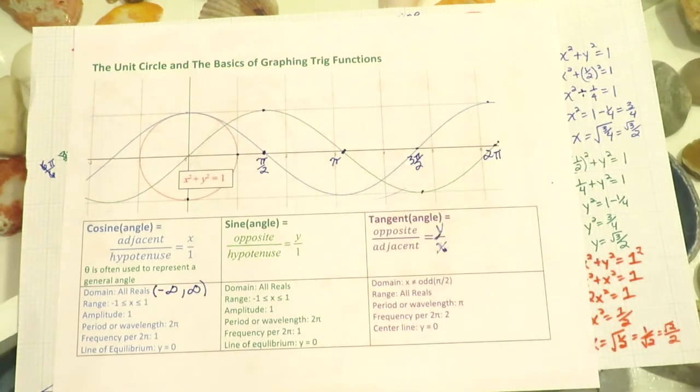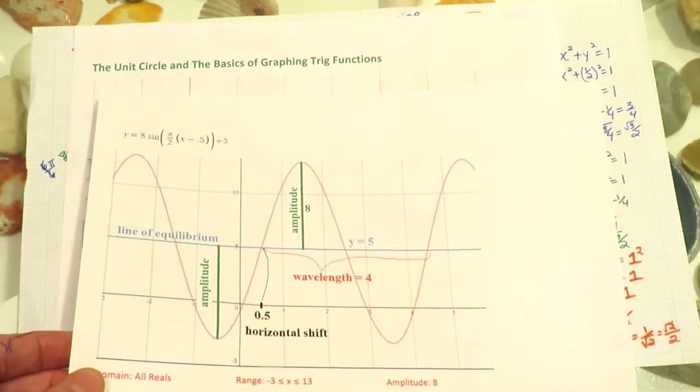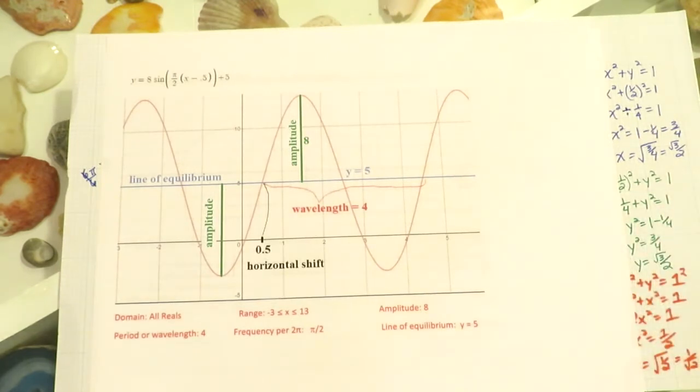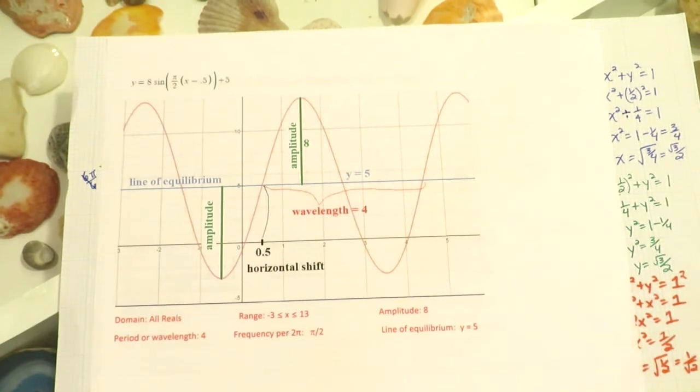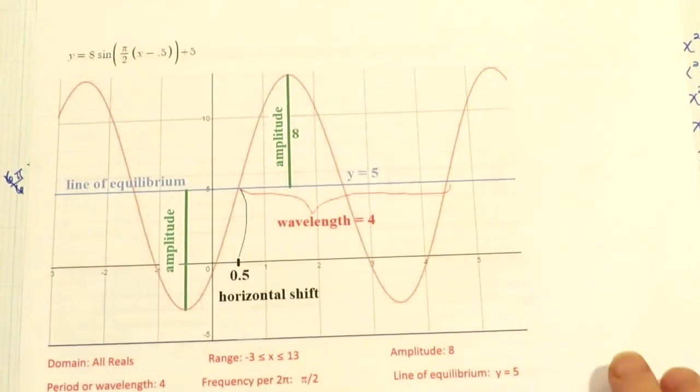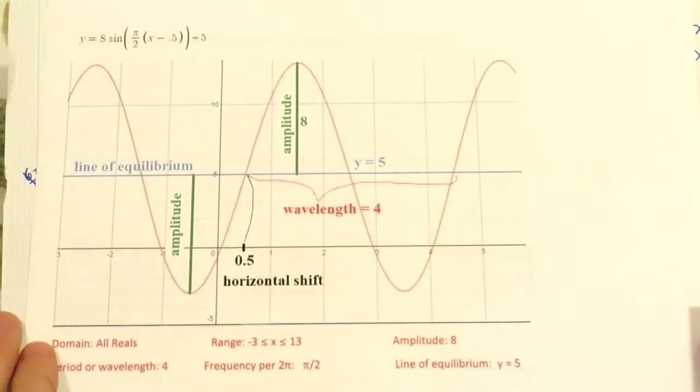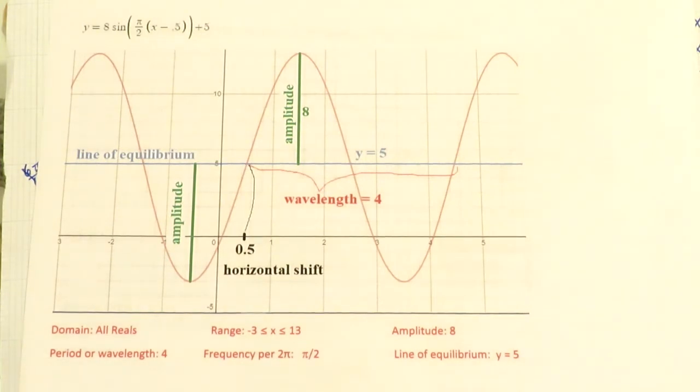Now these are the basic waves, but you could have waves that have shifts going on, just like you learned in algebra class with parabolas and other graphs, that you can create all kinds of shifting. And so here we have an example of a sine wave, and the equation is 8 times sine of pi over 2, and the pi over 2 is multiplying the quantity x minus 0.5, and then there's a plus 5 on the back end.